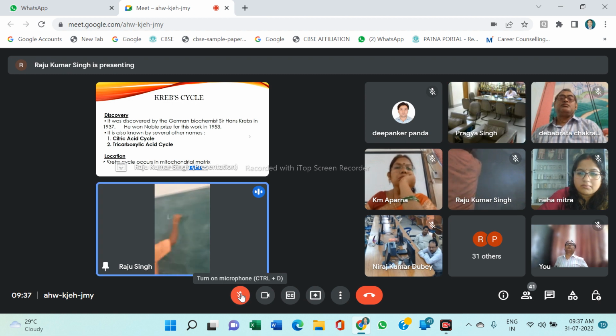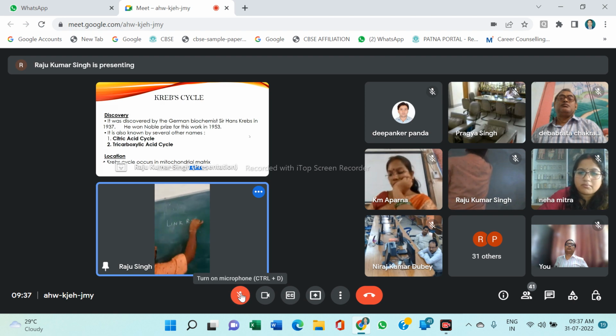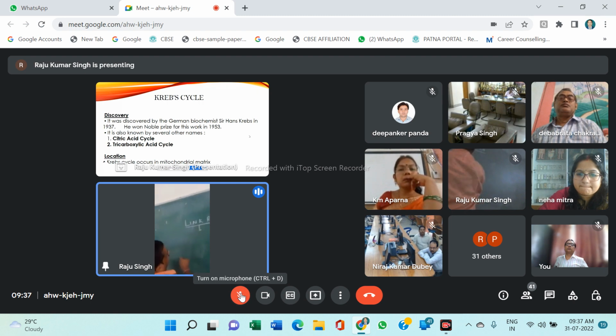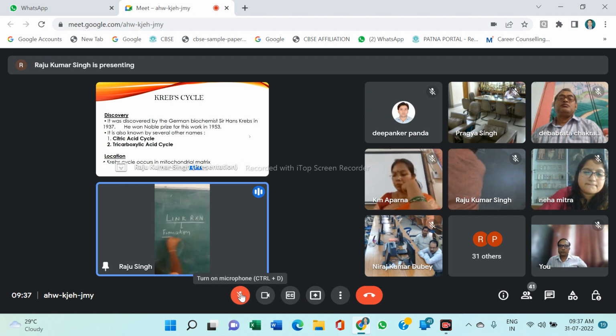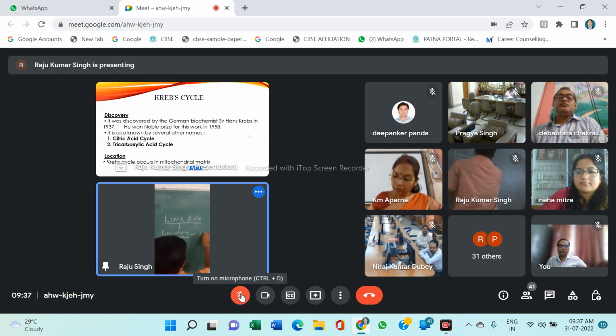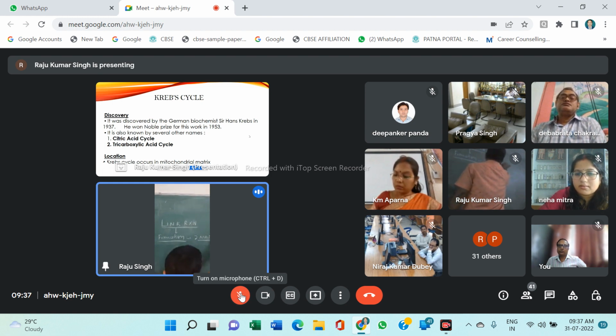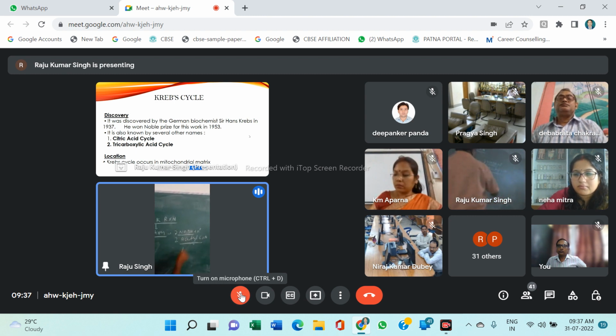Your link reaction. By the end of the link reaction, there is formation of 2 NADH plus H plus, and there is also formation of 2 acetyl CoA. This is the product which has been formed by the end of the link reaction.